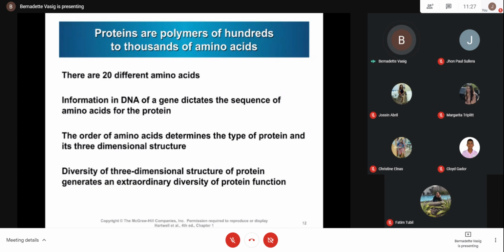So, the sequence of nucleotides in a particular gene determines the type of protein or polypeptide chain produced at the end of protein synthesis. Okay? So, this order of amino acids determines the type of protein and its three-dimensional structure. Okay. So aside from the order of amino acids, what else determines the three-dimensional structure of a protein?